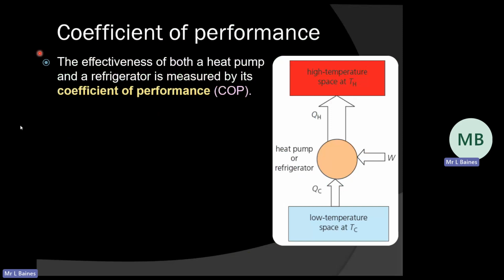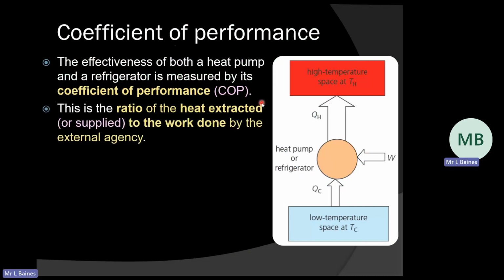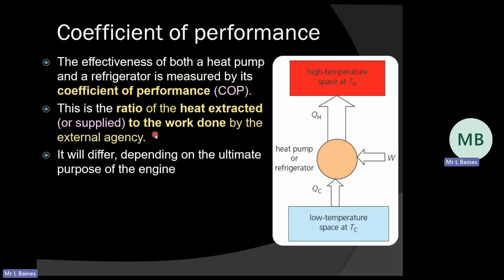Now, we want to have a measure of how our fridge is performing, but we're not going to use the term efficiency. We're going to use the term coefficient of performance. There's a really good reason for this: my coefficient of performance is the ratio of heat extracted, the amount of heat taken out, compared to the amount of work that I have to do. All right. And that's going to differ depending on what I'm doing.